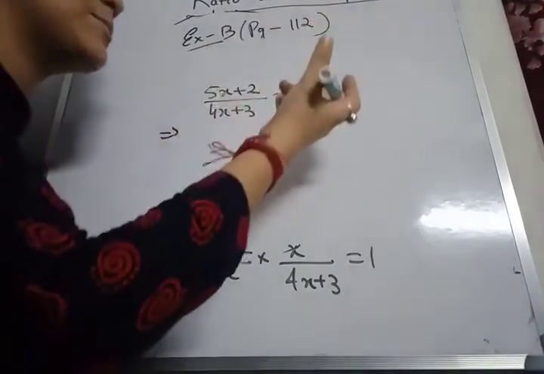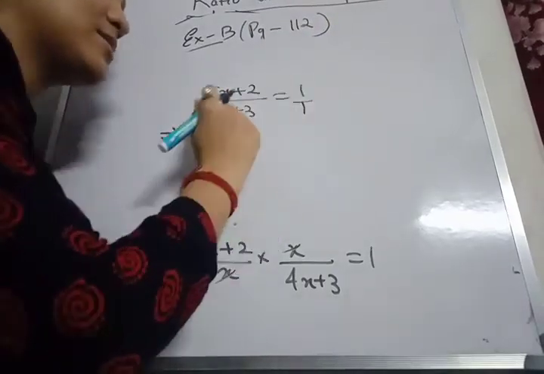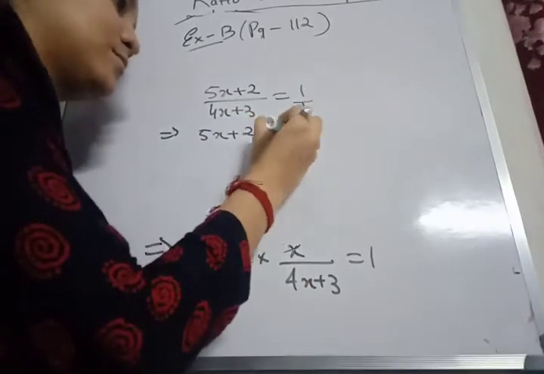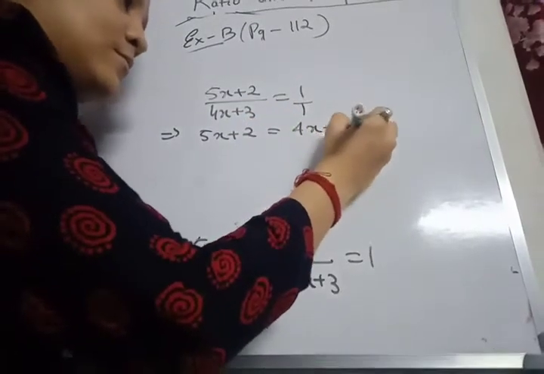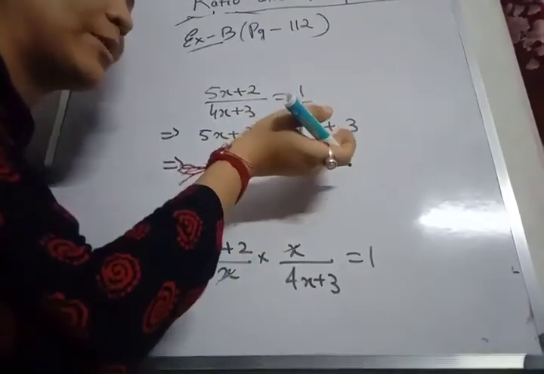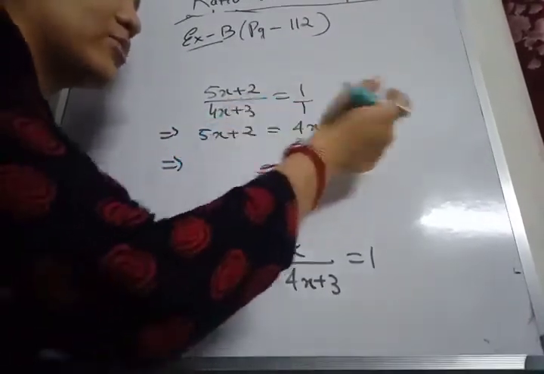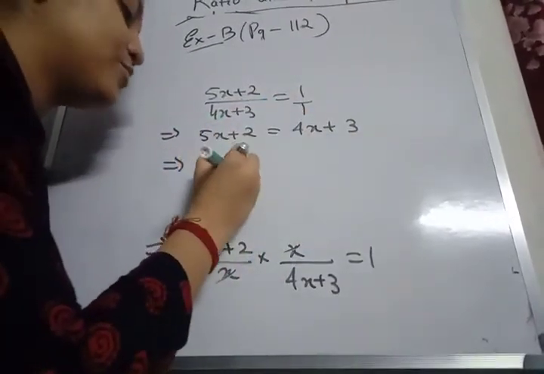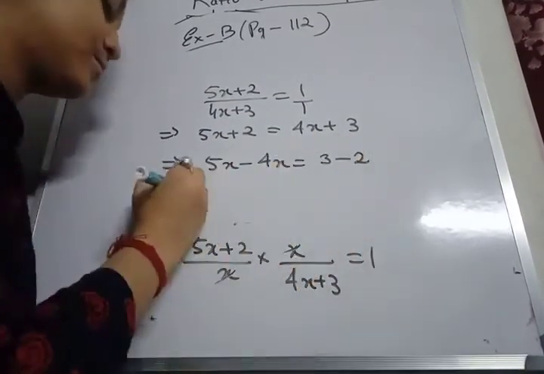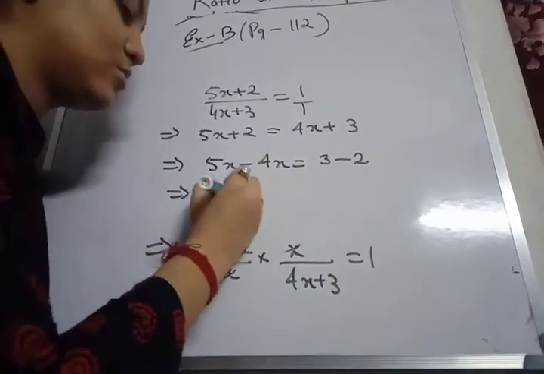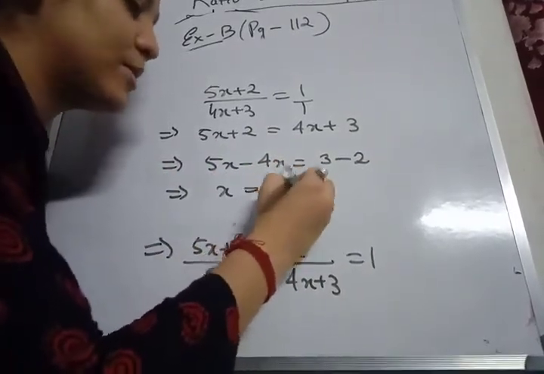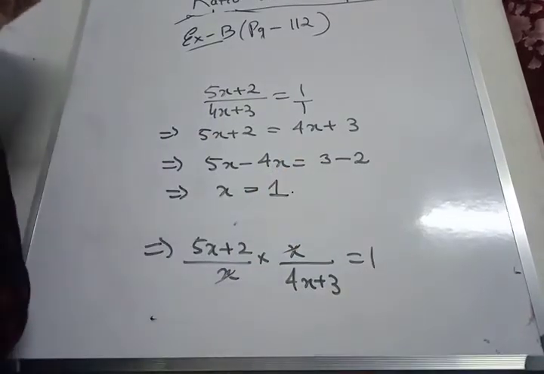Now we do the cross multiplication, that is 4x plus 3 into 1 and 5x plus 2 into 1. Now we separate the terms, that is 4x we will bring to the left hand side and this 2 we will bring to the right hand side. So 5x minus 4x, 3 minus 2. So 5x minus 4x will be x and 3 minus 2 will be 1. So x equals 1. That's my answer.